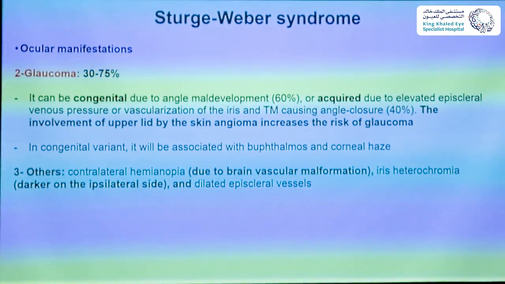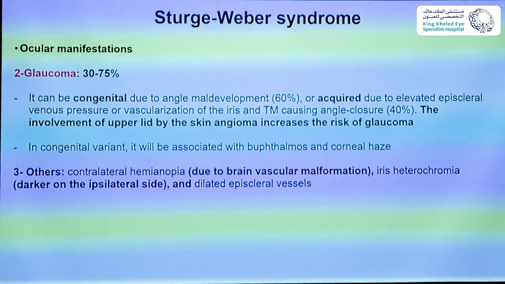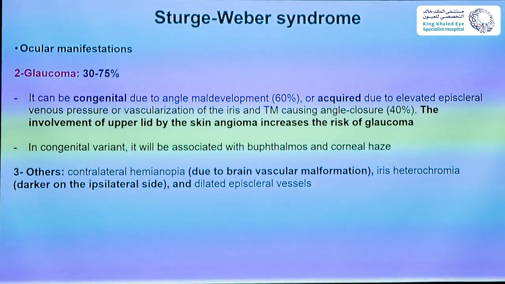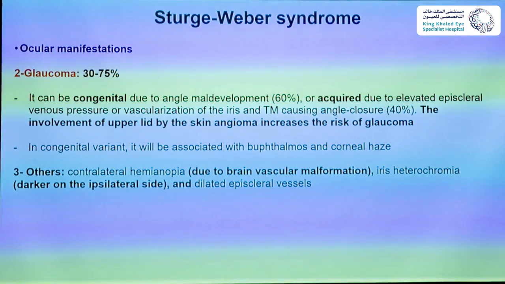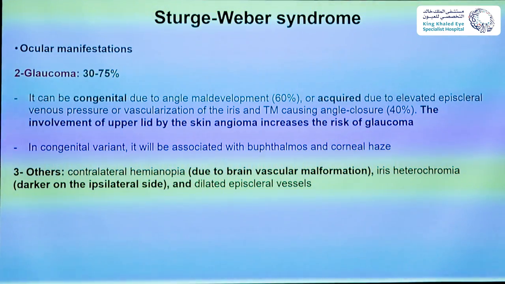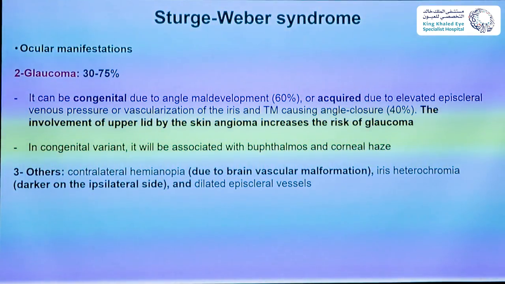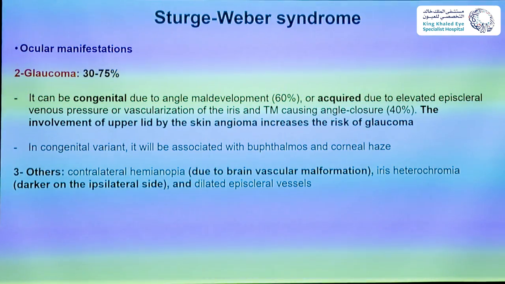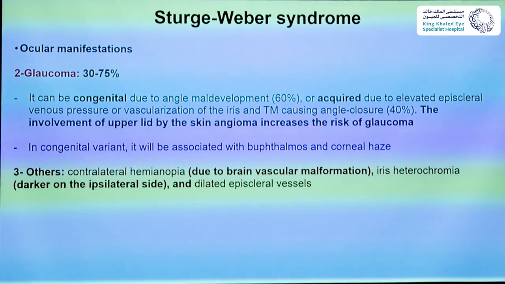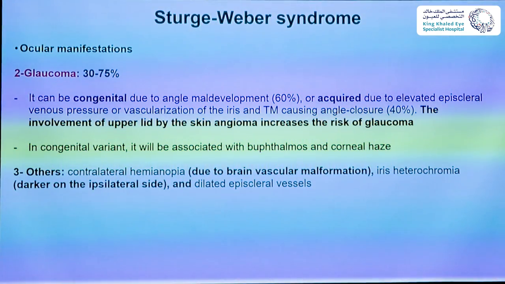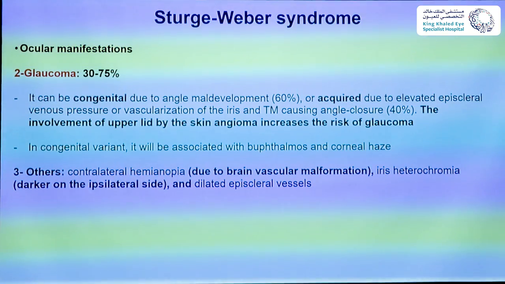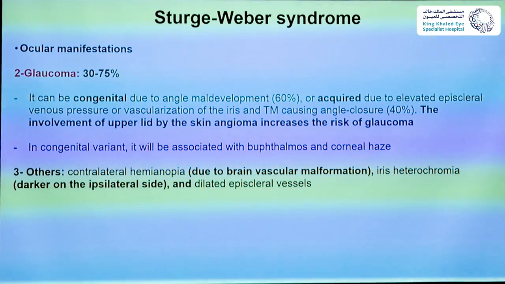The second ocular manifestation is the glaucoma, and it can be happening for many reasons. It could be congenital, because the changes are congenital, and glaucoma can also be congenital in here because of the angle maldevelopment, or could be acquired because of the long-standing elevated episcleral venous pressure. It can be also associated with vascularization of the iris and trabecular meshwork that may cause secondary angle closure, but this has been reported, but it's very rare.